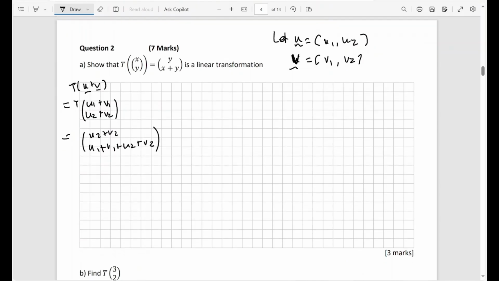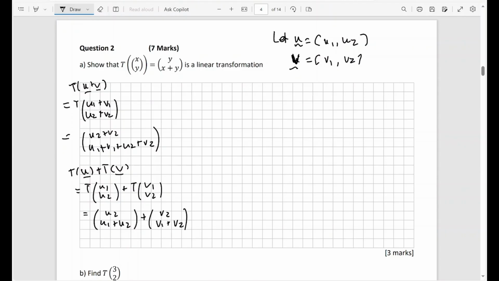Good. Now, if we look at T of U plus T of V, what we're going to get is T of (U1, U2) plus T of (V1, V2). So U2 will come up the top, and U1 plus U2 will go down the bottom. V2 will come up the top, and V1 plus V2 goes down the bottom. And if we smoosh these vectors together, we get the matching thing that we want.